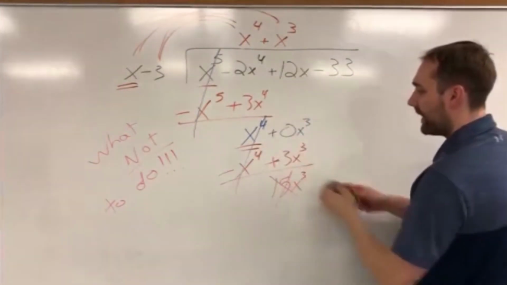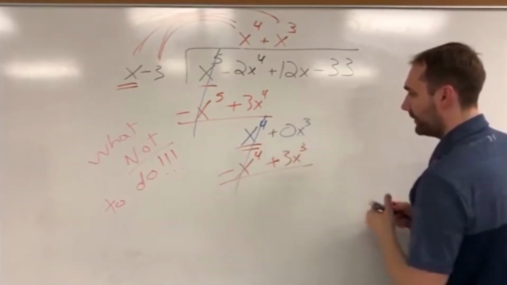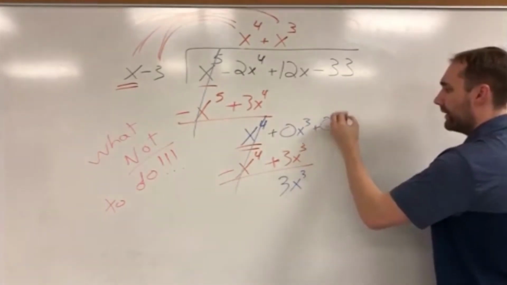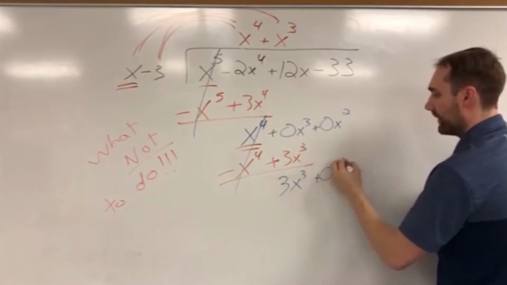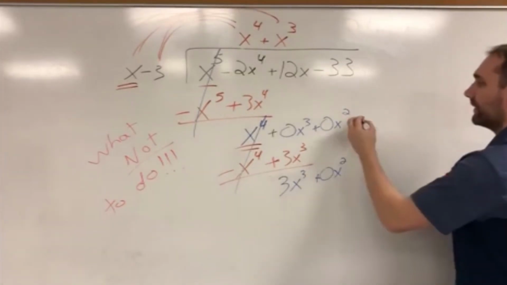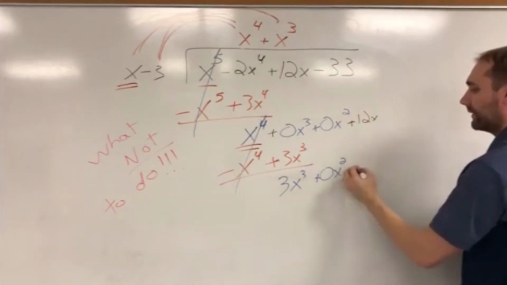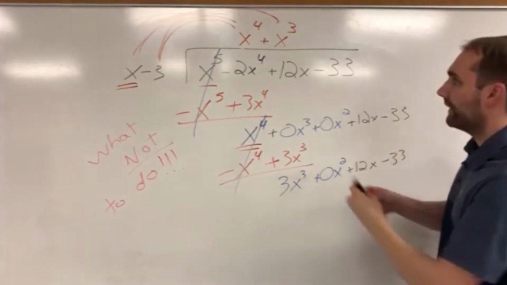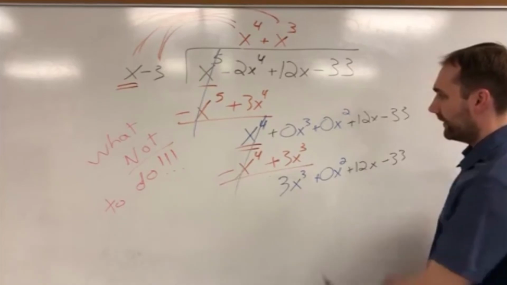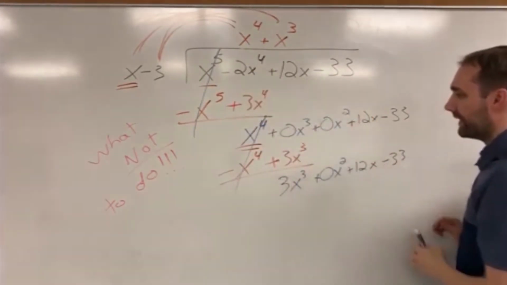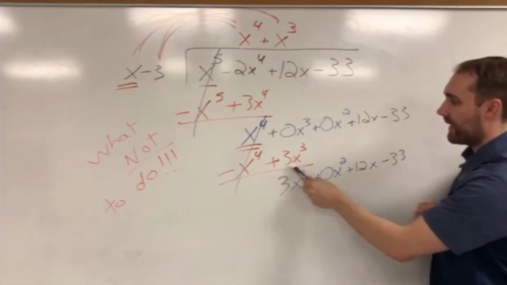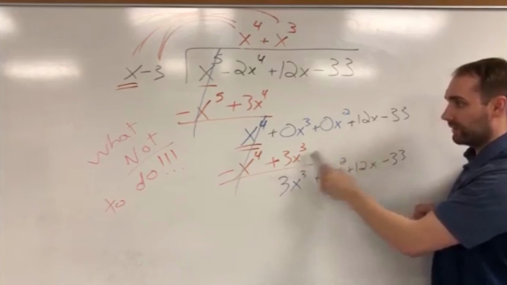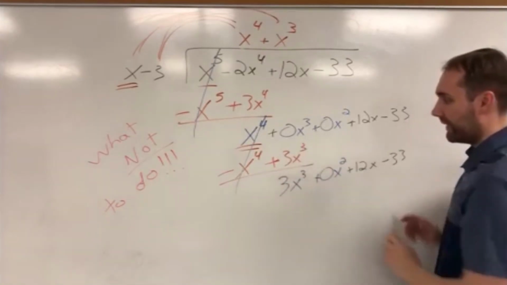If that 0x cubed was here, it would line up nicely. I would see, oh, okay, I'm adding 3x cubed to a 0x cubed. That's 3x cubed. And if I add that x squared, I would drop that down. And then I would drop everything else down with it, 12x and the negative 33. So the reason why we want to fill in the zeros here, if there are any, is so that when we do the long division, everything lines up nicely. We don't accidentally add the 3x cubed to the 12x. So you see how that could become an issue with some of you if you're not paying attention to detail.